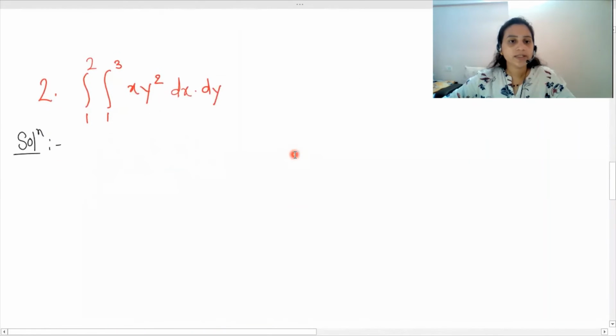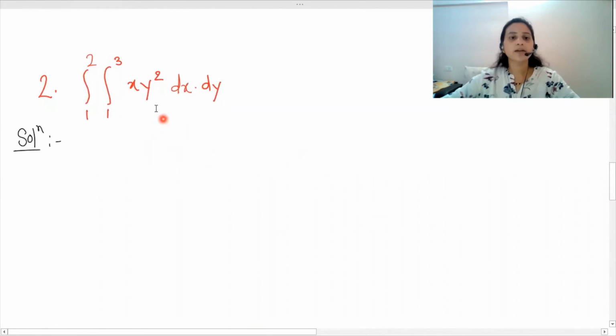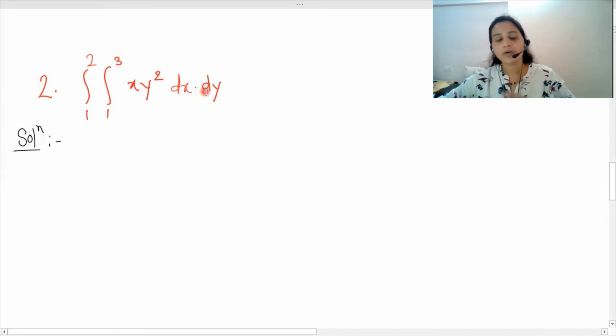So what is my next example? As you can see here, the second example is integration from 1 to 2, integration from 1 to 3, x y square dx dy. Now, what should be our first step? Our first step should be to observe the limits of the inner integral. What are the limits of the inner integral? 1 to 3. That means the limits are constant.